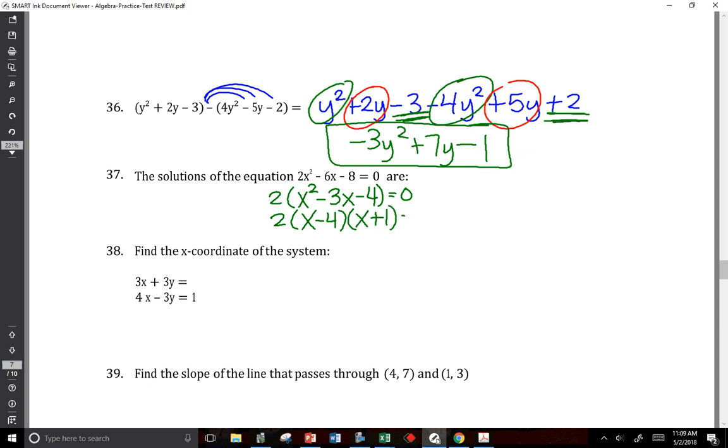So our equations are 3x plus 3y equals 4, and x minus 3y equals 1. So we can do elimination and just cancel out the 3y and minus 3y. Yeah. So 3x plus x is 4x. 4 plus 1 is 5. So x is equal to 5/4. And we're done because it just asked for the x coordinate.